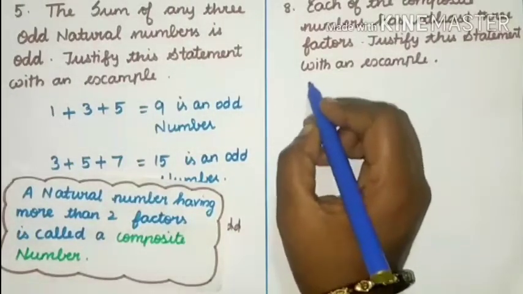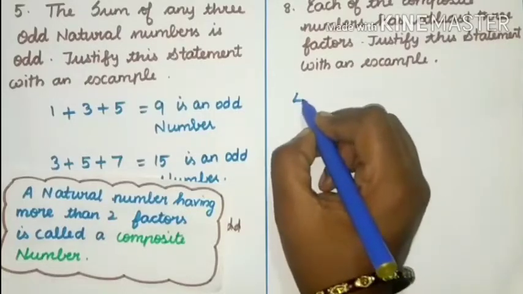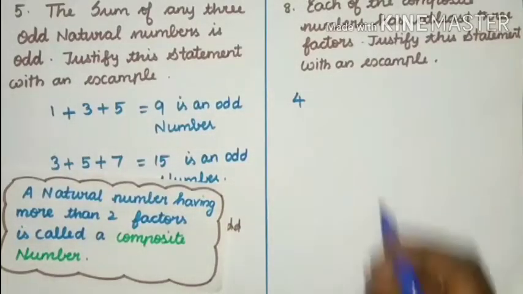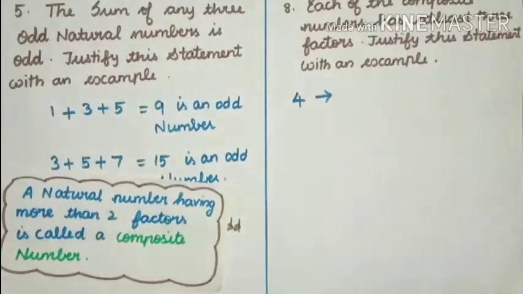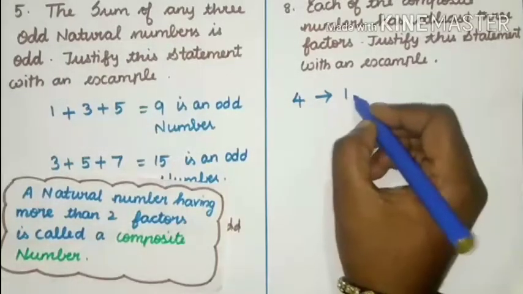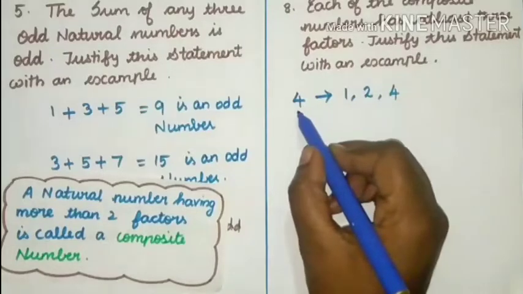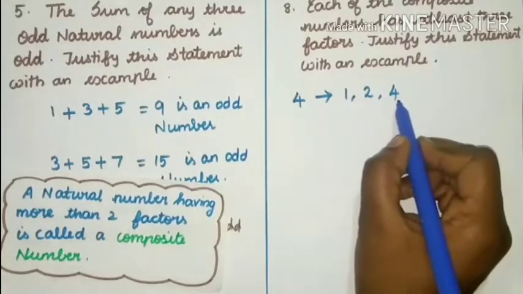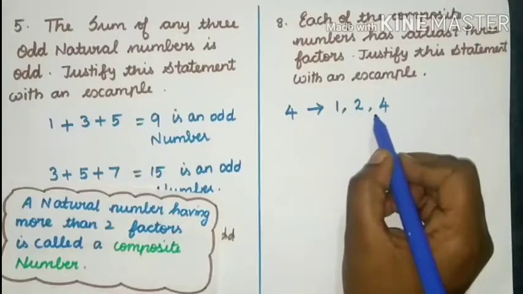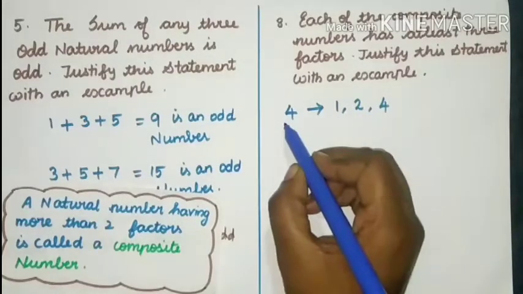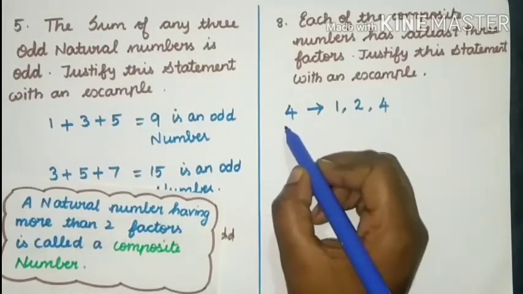For example, if we take the number 4, students, find the factors of 4. 1, 2 and 4. The factors of 4 are 1, 2, 4. Here we got more than 2 factors, so 4 is called a composite number.